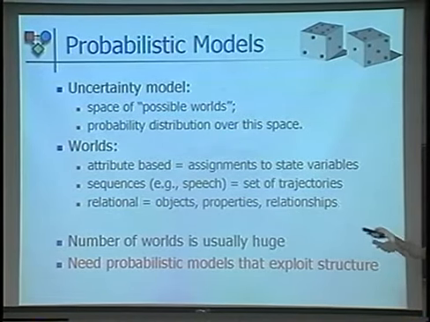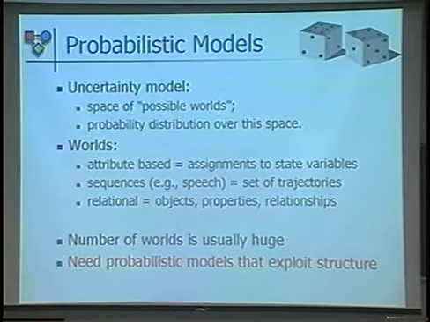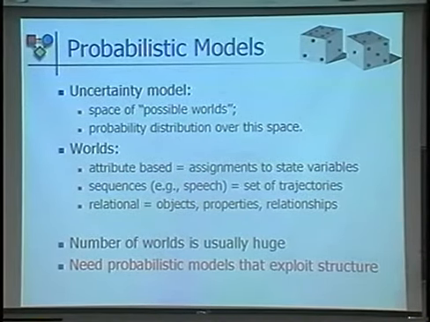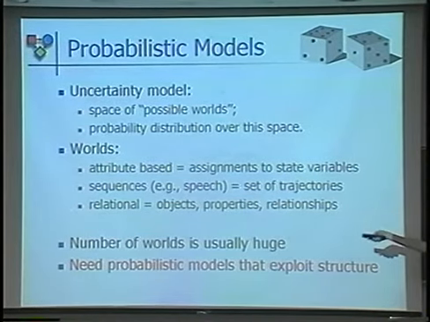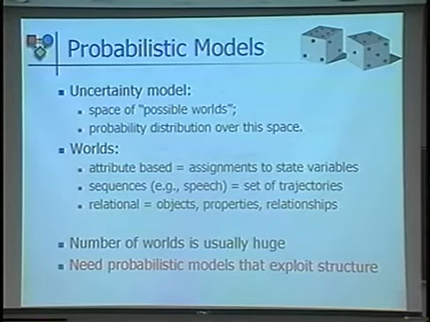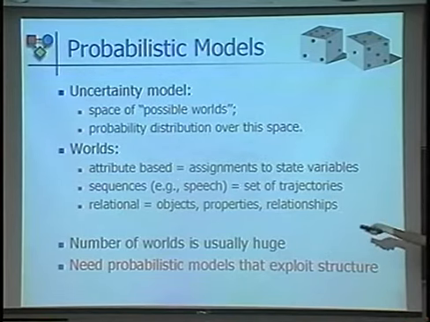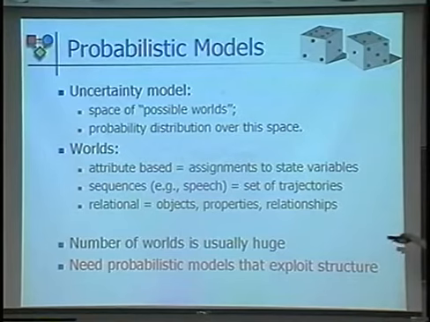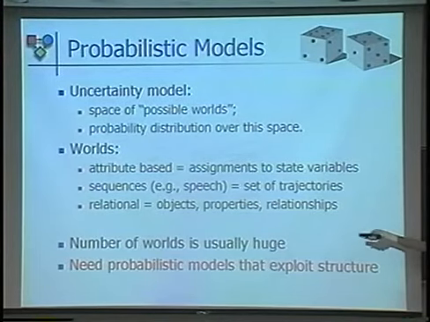In much of the sequence modeling that a lot of you do, whether we're doing speech or language, the probability space is a set of trajectories, whether it's sequences of words or sequences of phonemes. And in much of what I'll talk about today, in the relational setting, the worlds are much more complicated than we usually consider. They consist of objects, the properties of those objects, and the relationships between those objects. And each world is a set of objects with their properties and their relationships. So a very highly structured notion of probability space.